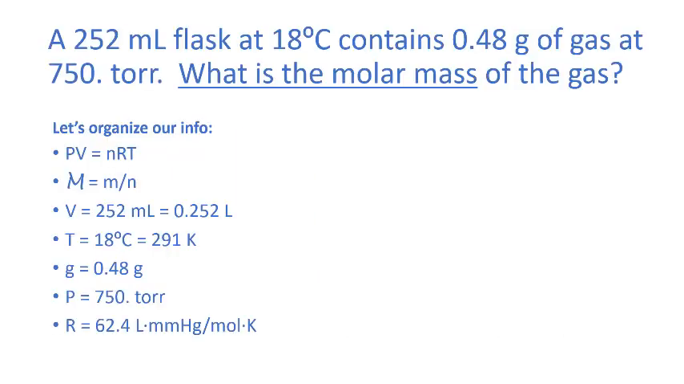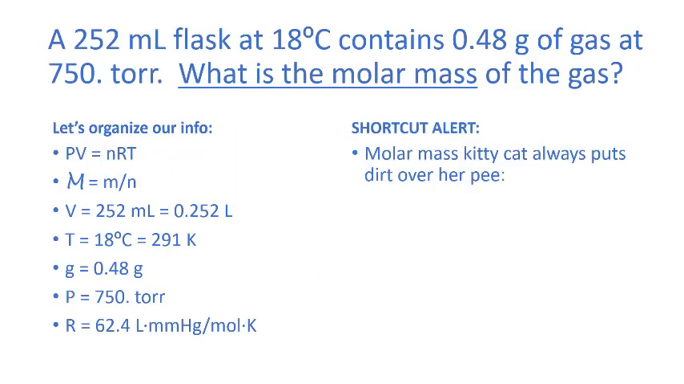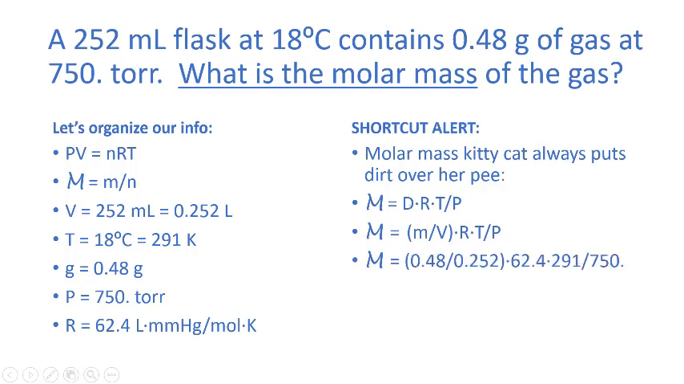Molar mass kitty cat always puts dirt over her pee. Let's write that as the equation. Molar mass equals dRT over P. Do remember that density is mass over volume. So see how I just plugged mass over volume instead of my D? And if I plug in carefully here, I know it's a lot of numbers, but at least we didn't have to do all of that crazy rearranging. We get the same answer, 46 grams per mole. Don't forget, for molar mass equals dRT over P, you still have to use Kelvin, you still have to use liters, etc.